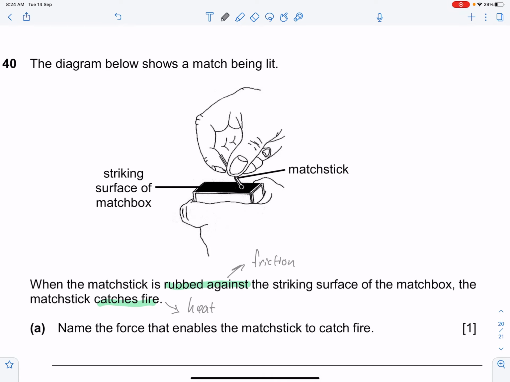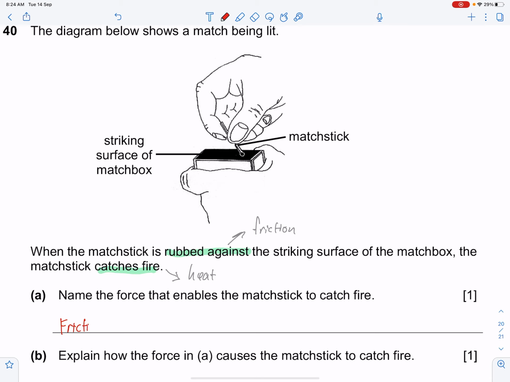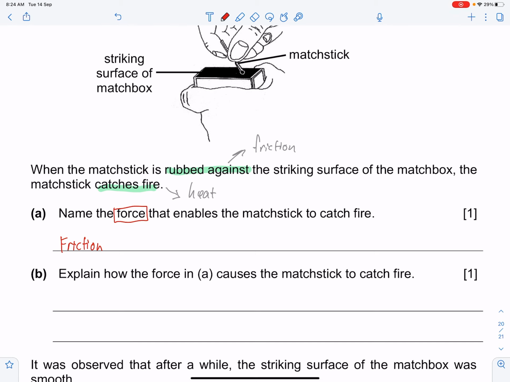So name the force that enables the matchstick to catch fire. Very straightforward, right? You already annotated it is friction. And some more they tell you it is force. Then you think about it, how many types of forces did we learn? We learned about gravitational force, elastic spring force, magnetic force, frictional force. So out of this list of forces that you learned, which is the most applicable? Frictional. That will help you make sure that you get a correct answer.